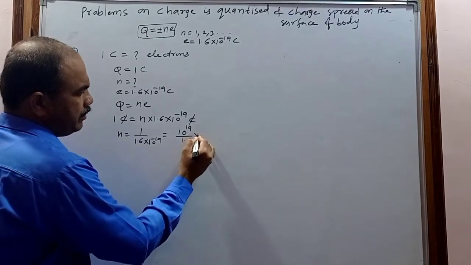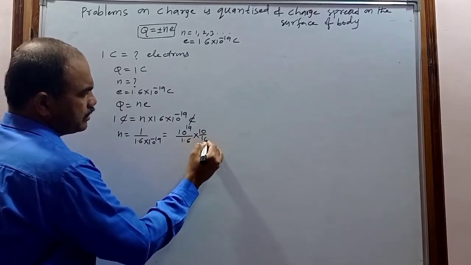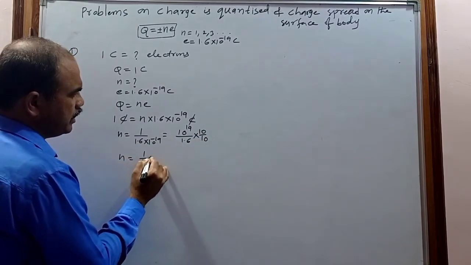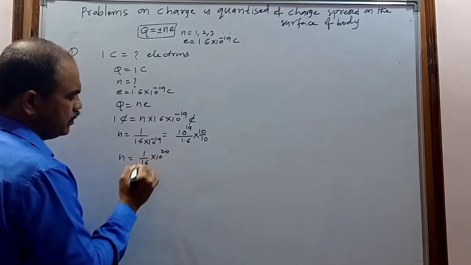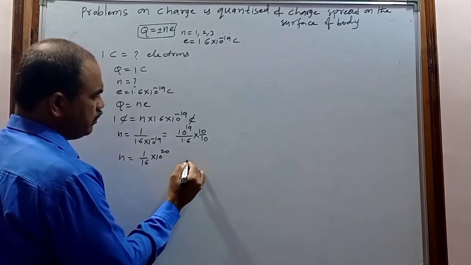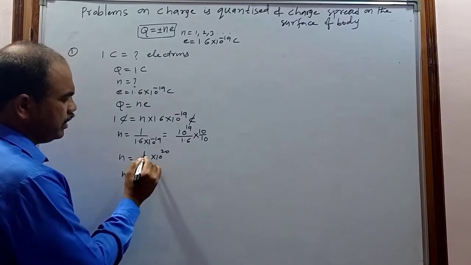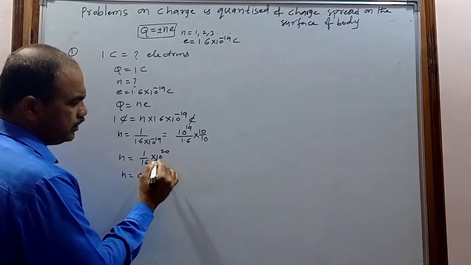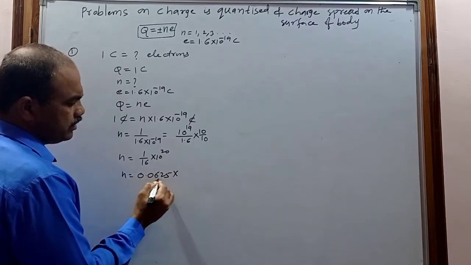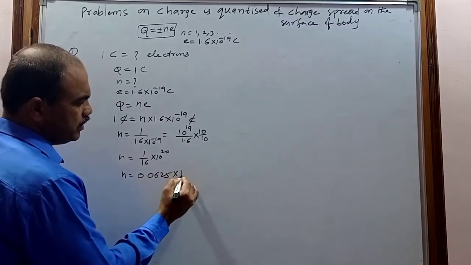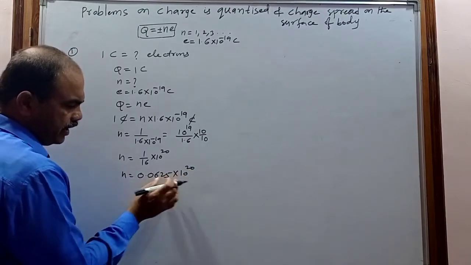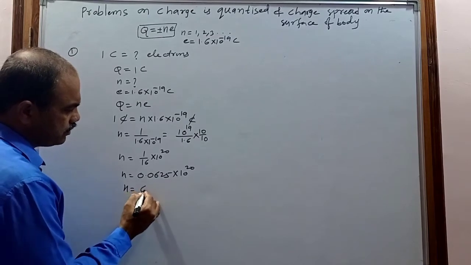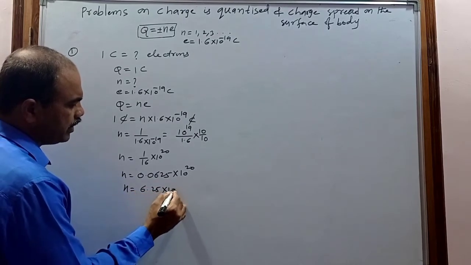If it is multiplied and divided by 10, then what do you get? n equal to 1 by 16 into 10 power 20. So 1 by 16 is how much? When you divide 1 by 16 you get 0.0625, so 0.0625 is 1 by 16, into 10 power 20. If I rearrange this term, n equal to 6.25 into 10 power 18.